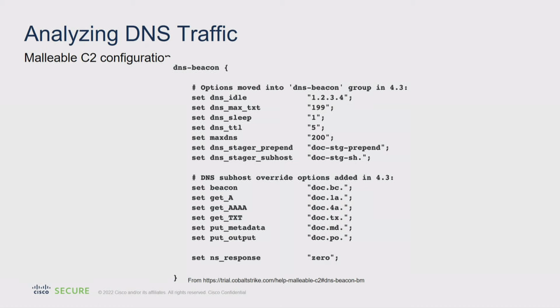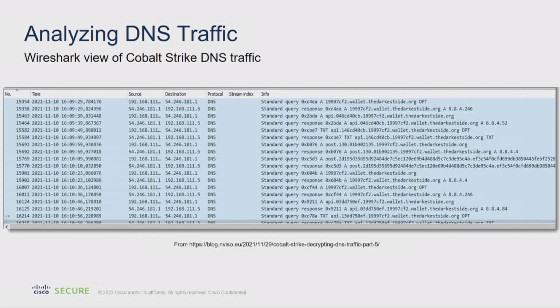So you probably have millions of different configurations that the malicious actor can use. And you can't really design a standalone signature to include all of them. So you have to have different approaches to identify this kind of malicious traffic, be able to detect it and stop it. So next, we can see a Wireshark view of the Cobalt Strike DNS traffic.